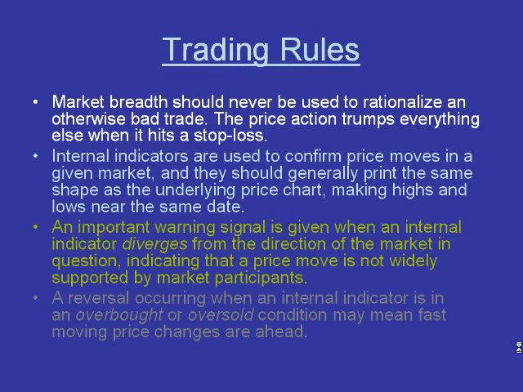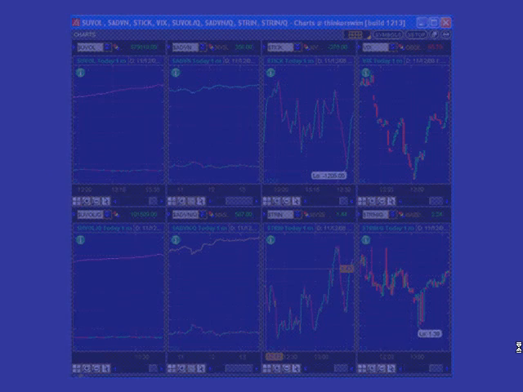A reversal occurring when the internal indicator is in an overbought or oversold condition may mean fast-moving price changes are ahead. So we use this for confirmation, and we use this to identify possible reversals, or more importantly, we want to make sure the internals are giving us the same signal as our buying signals the previous night. So let's go ahead and take a look at some examples.